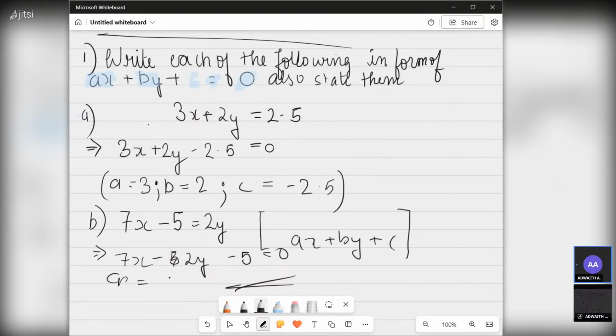So I'm just going to stop with this because today this is too much, because I have to take it almost in 3 days. But I don't need 3 days to complete this chapter. I need only 1 day. So I'll do exercise by exercise. So what is a? 7. What is b? Minus 2. What is c? Minus 5. That's it.